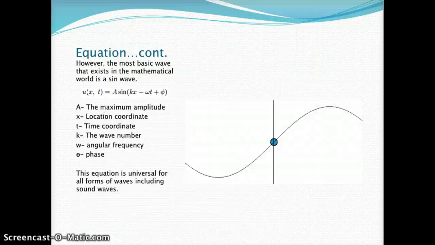Now, the most simple wave is a sine wave, and here you have the basic equation for a sine wave. And this should be moving, but it doesn't. And this equation is universal for all forms of waves, including sound waves. So these mirror not just ocean waves, but also sound, any other kind of wave you could think of. I'm pretty sure light is included in that.